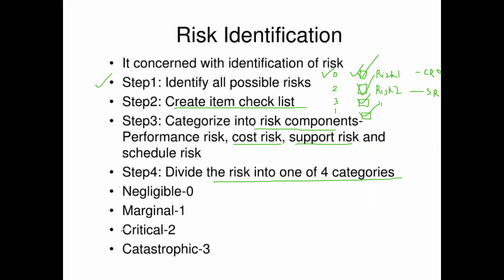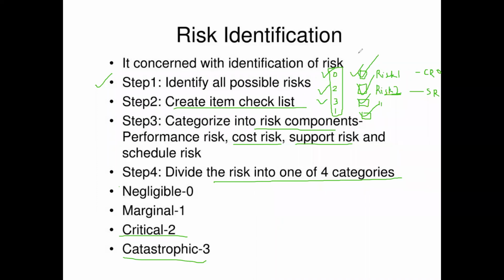This risk is critical, very critical. 2 I have given, that means this risk is very critical. 3 means this is very, very tough to handle, catastrophic. So for risk 3, I should think very concentratedly about this particular risk. So I should give a factor weightage. We can give weightage to those risks. That is your task inside the risk identification.